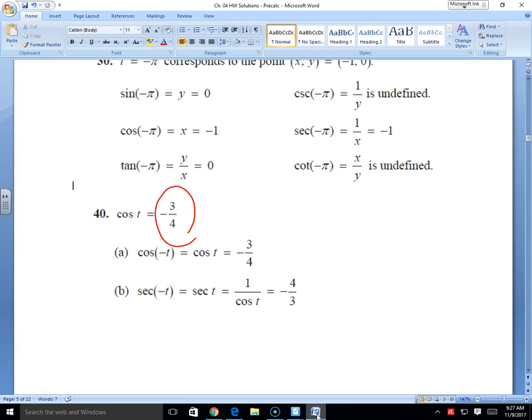Cosine is x, secant is 1 over x. The negative doesn't matter. They're both even, which means keep the signs the same. They're both going to be negative like the original was. But secant says flip it. If it was sine and cosecant, I would have to make the sign opposite for both of those. But since it's cosine, since it's even, I keep it exactly the same and I just flip it for secant.